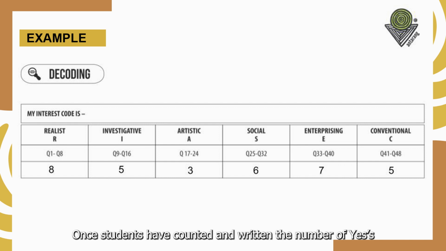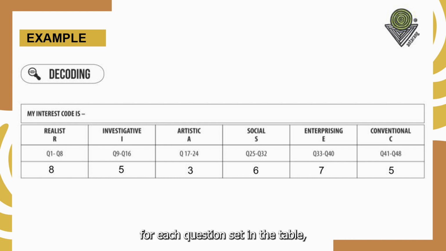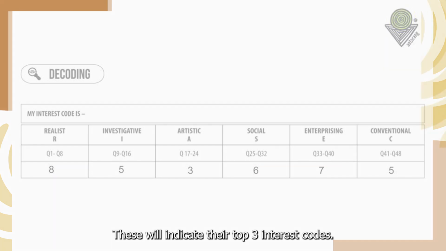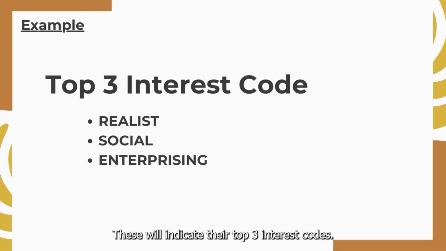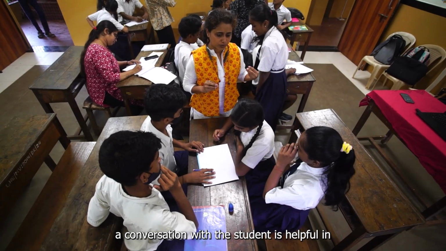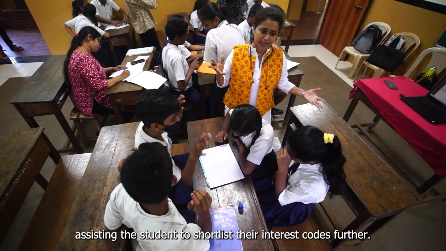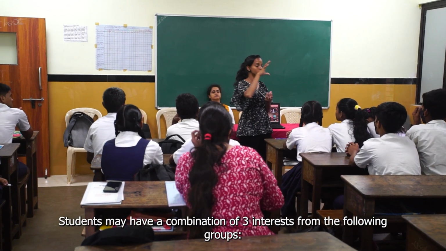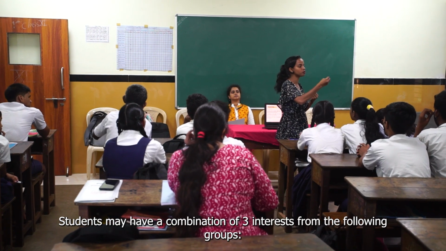Once students have counted and written the number of yeses for each question set in the table, they can circle their 3 highest scores. These will indicate their top 3 interest codes. If a student has a tie amongst more than 3 interest codes, a conversation with the student is helpful in assessing the student to shortlist the interest codes further. Students may have a combination of 3 interests from the following groups.